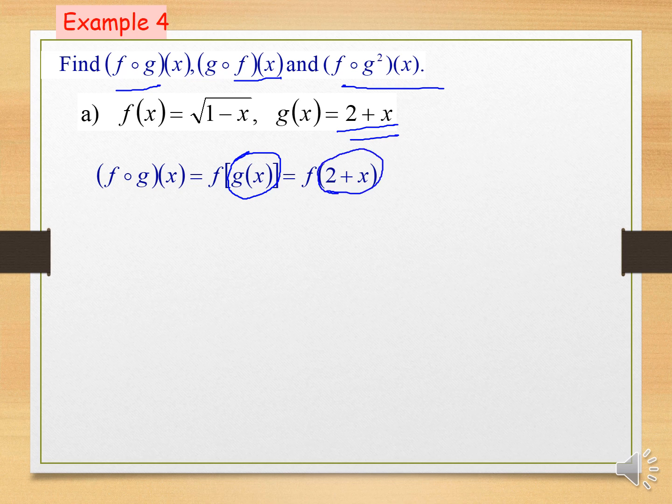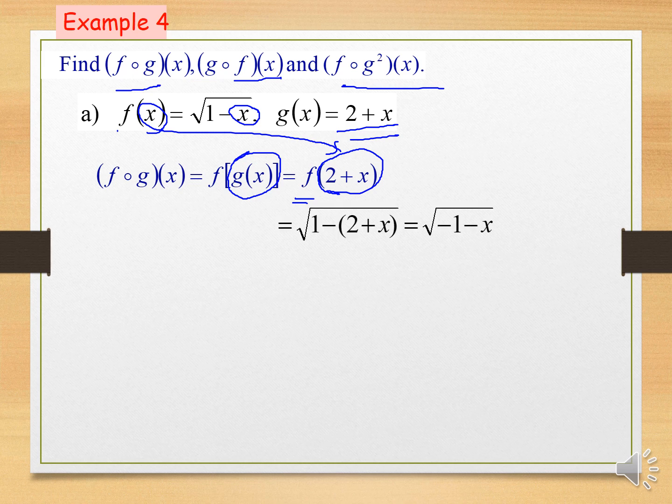Now, 2 plus x is the input for function f. Look at the function f. f(input) equals square root of 1 minus input. Now, we have a new input. Therefore, we have square root of 1 minus the new input, which is 2 plus x, which we can simplify to square root of negative 1 minus x.